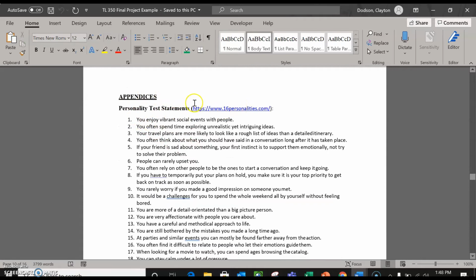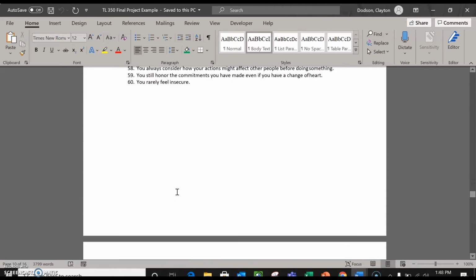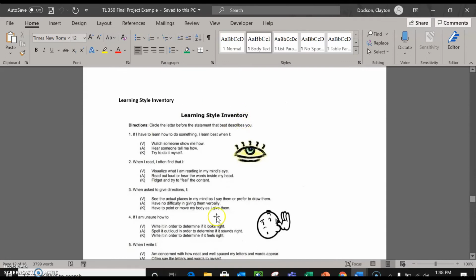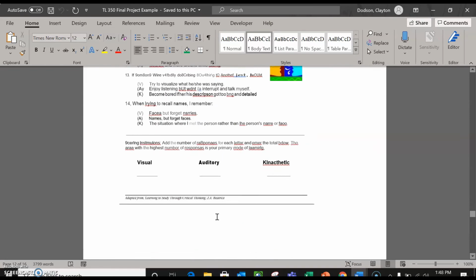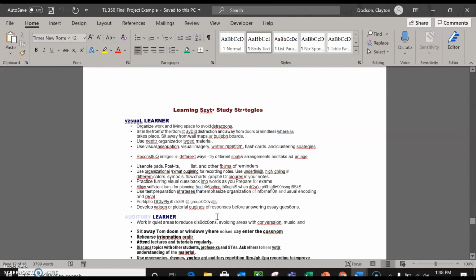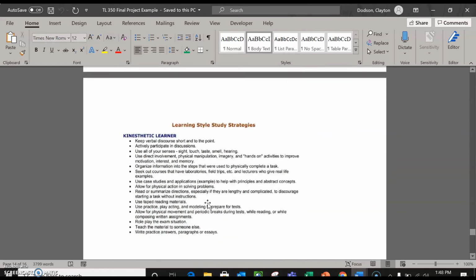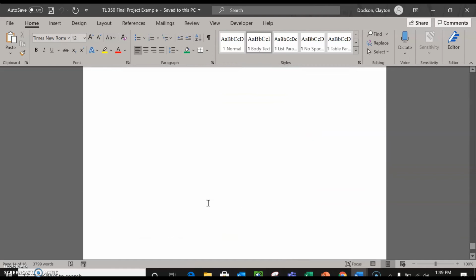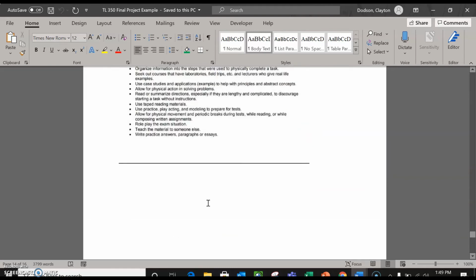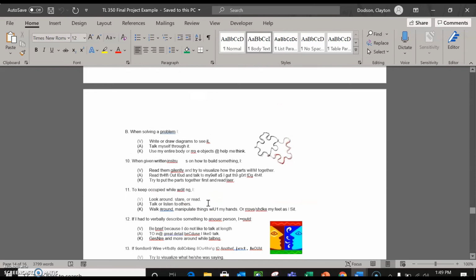Remember, this is so that she included the 16 personalities test. This student also included the learning styles inventory down here. And then another inventory down here. Learning styles results. And then that's what they turned in.